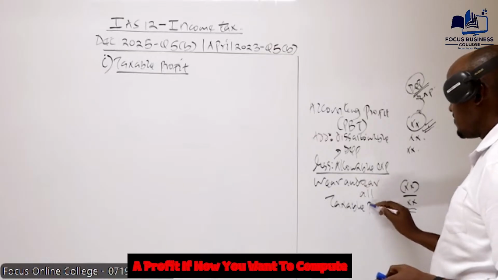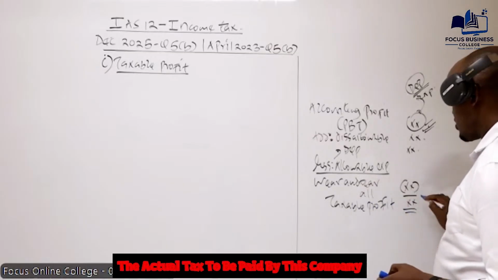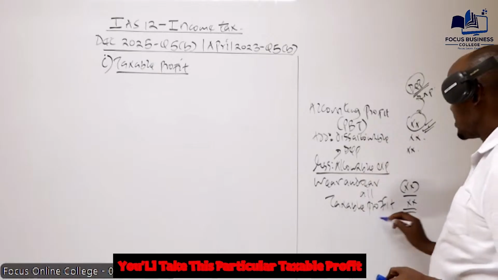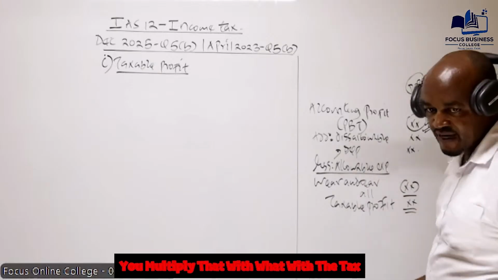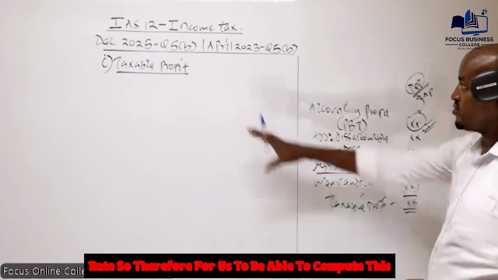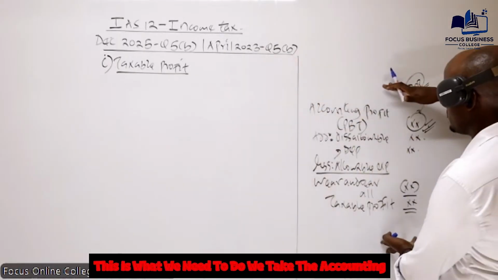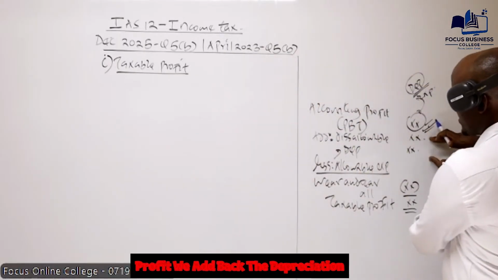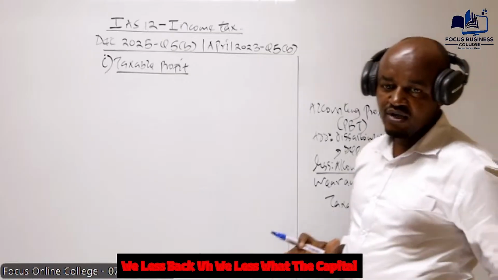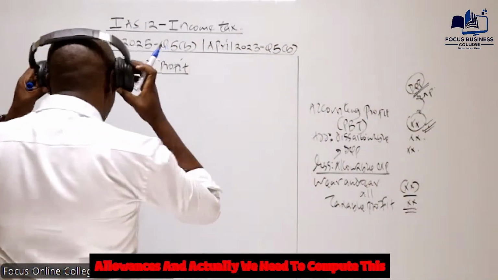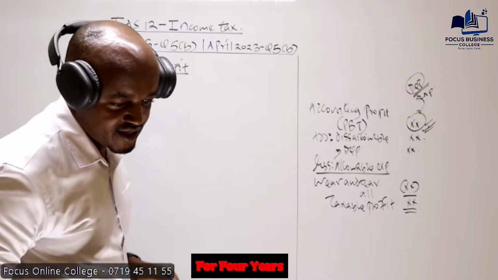We less it here, and basically whatever we will get here, this one is called the taxable profit. If now you want to compute the actual tax to be paid by this company, you'll take this particular taxable profit, you multiply that with what? With the tax rate. So for us to be able to compute this, we take the accounting profit, we add back depreciation, we less what? The capital allowances.